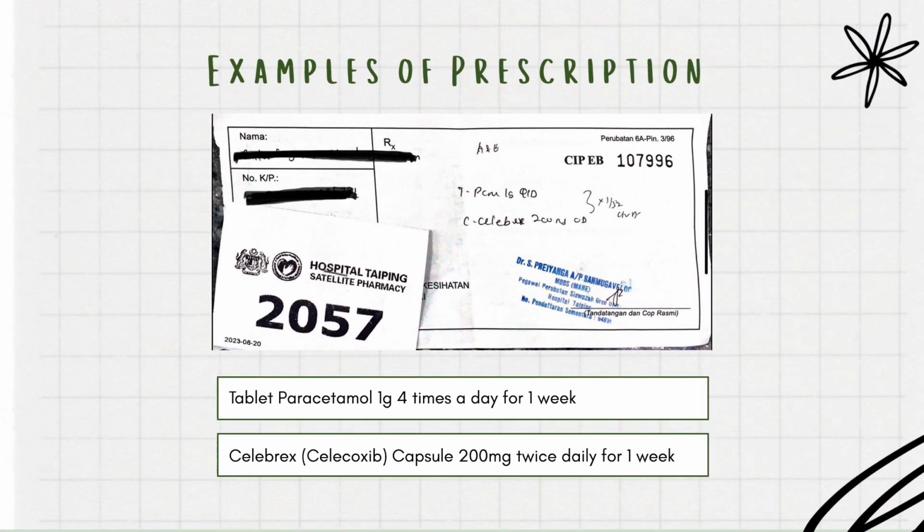Now, let's look at an example of a prescription. Written there, tablet PCN 1 gram QID and capsule Celebrex 200 mg OD, both to be supplied for 1/52. So, the interpretation should be tablet paracetamol 1 gram 4 times a day and capsule celecoxib 200 mg once daily, both to be supplied for 1 week.